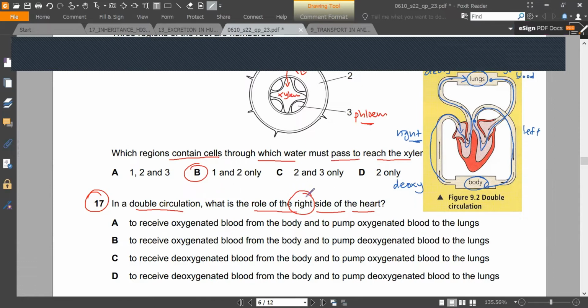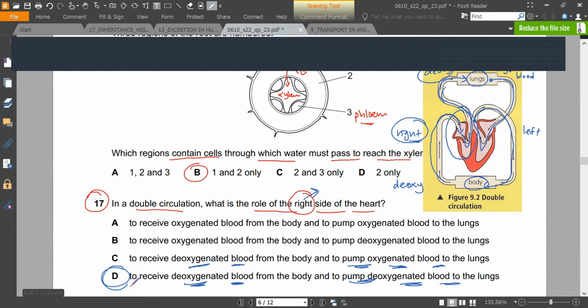So right hand side of the heart. This is the situation here. Essentially we have deoxygenated blood coming into the right hand side from the body, and then it pumps the deoxygenated blood to the lung. So that's the situation here. No problem? Okay, next.